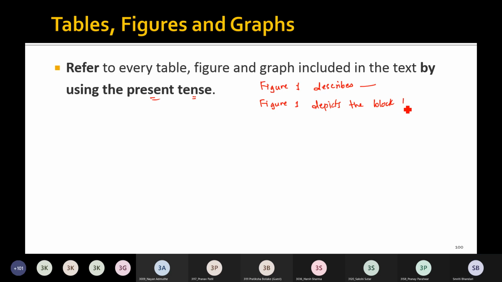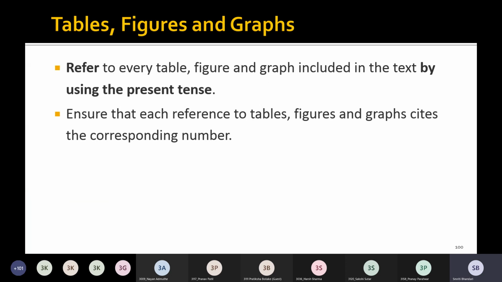Or we may write, figure 1 depicts the block diagram of pre-processing. Likewise, we should formulate the sentences: figure 1 depicts, figure 1 describes, or table 1 shows. Is that okay? So refer to every table, figure, graph included in the text by using the present tense.